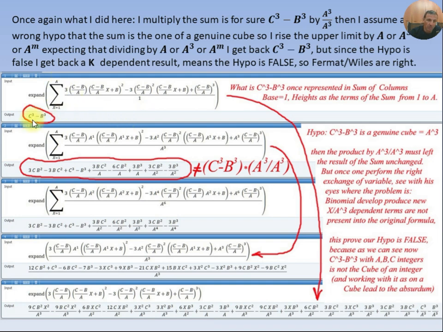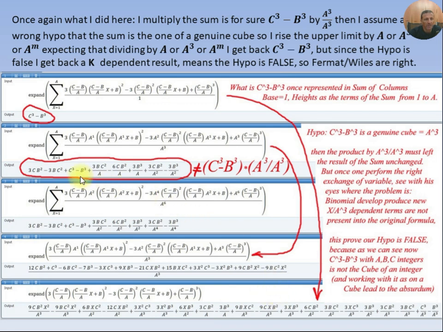The sum is for sure c cube minus b cube, and we can see here the development of all these terms. The numerators are not a dependent, and the denominators are all dependent on a at different powers. You can see here 3, here 2, and here a to the 1.